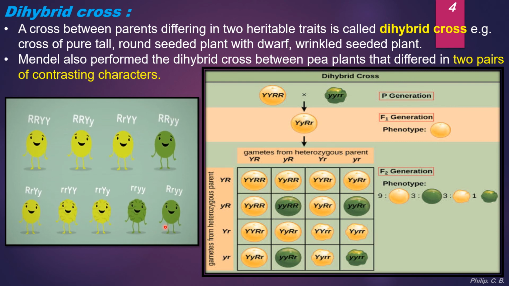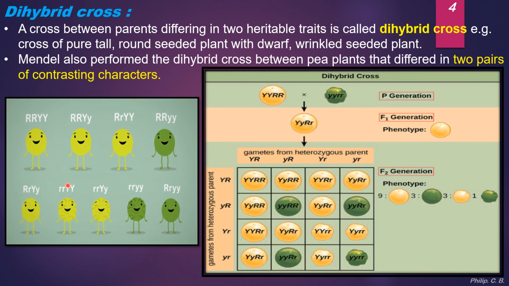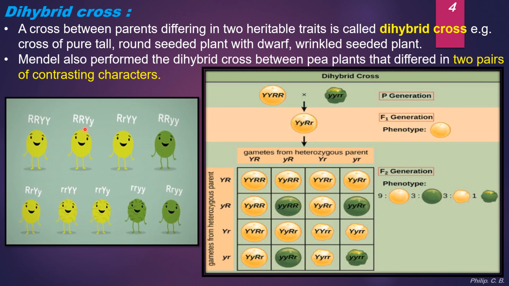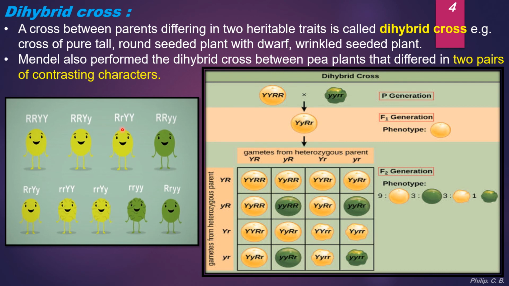So here we can see various combinations with a simple animated image showing the gamete combinations of capital R, small r, capital Y and small y. These are the combinations which we can see.